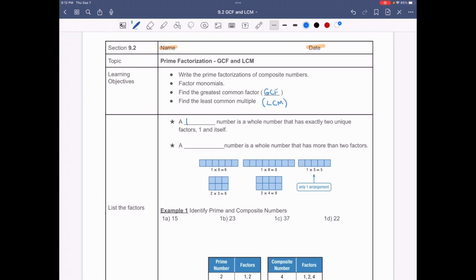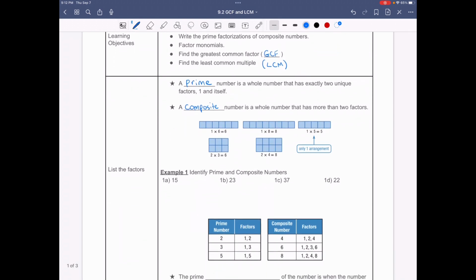A prime number is a whole number that has exactly two unique factors, 1 and itself. A composite number is a whole number that has more than two factors.